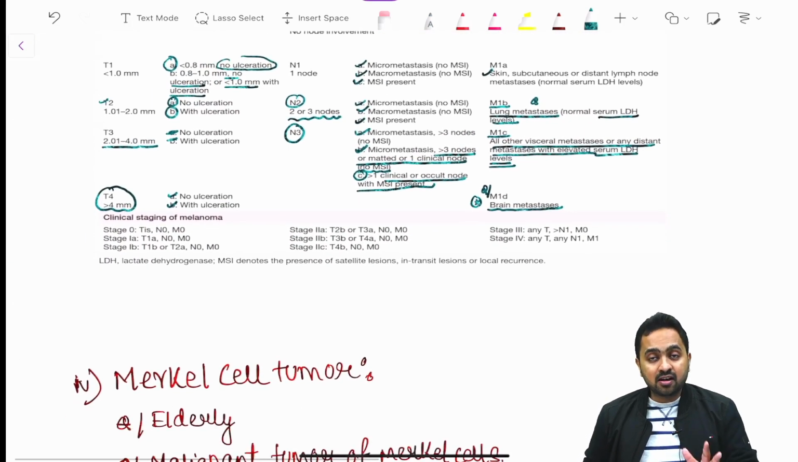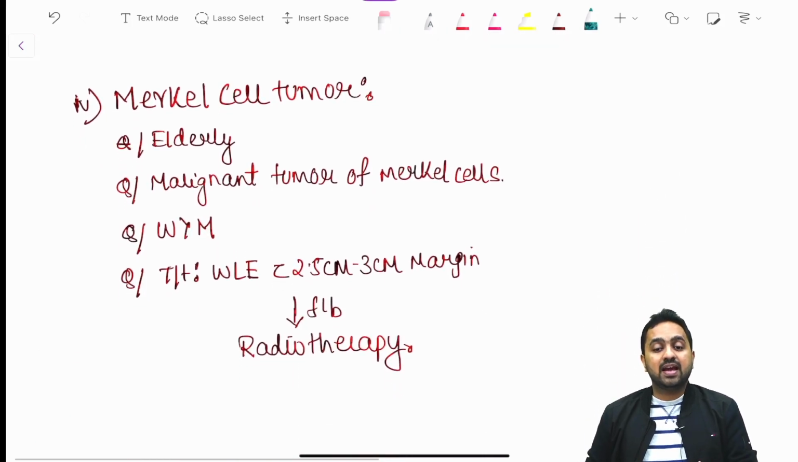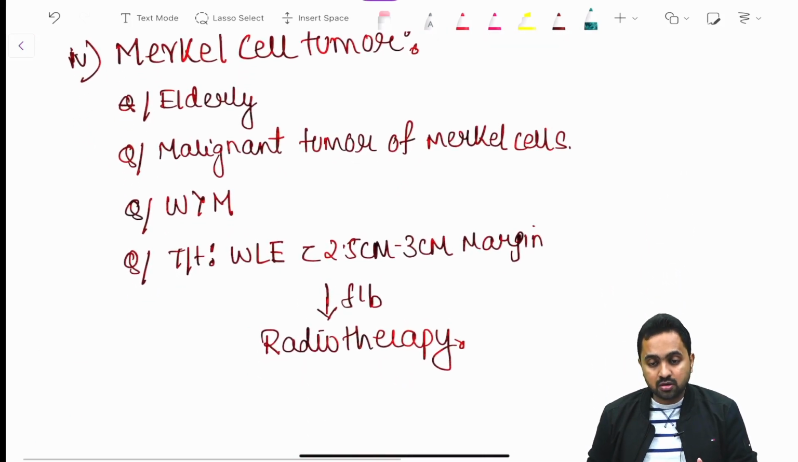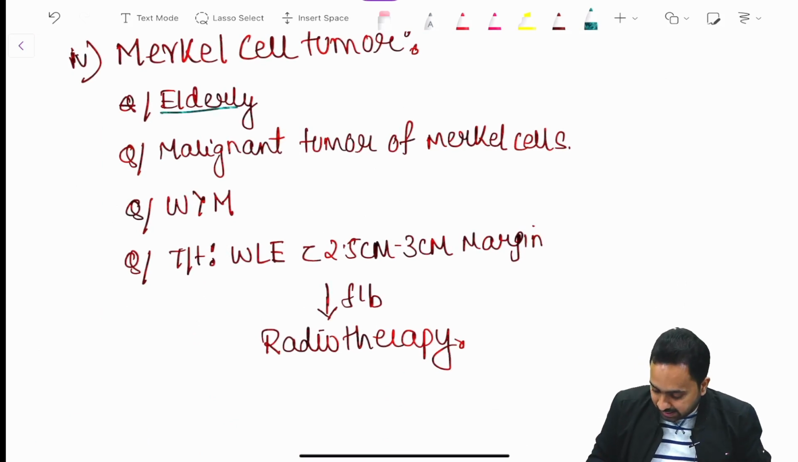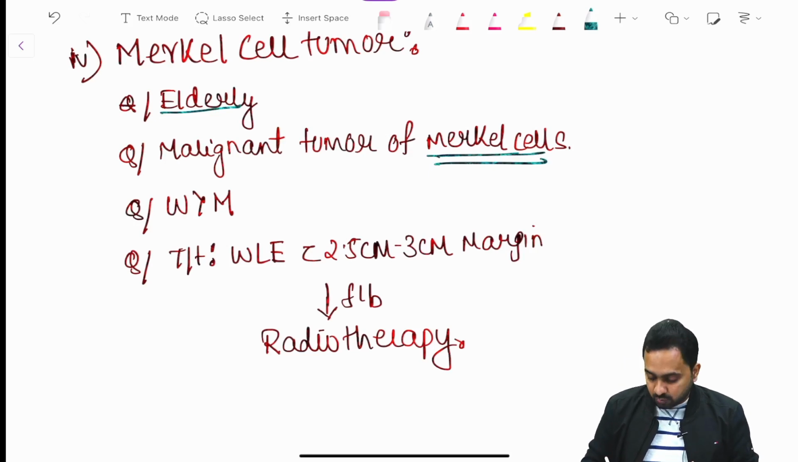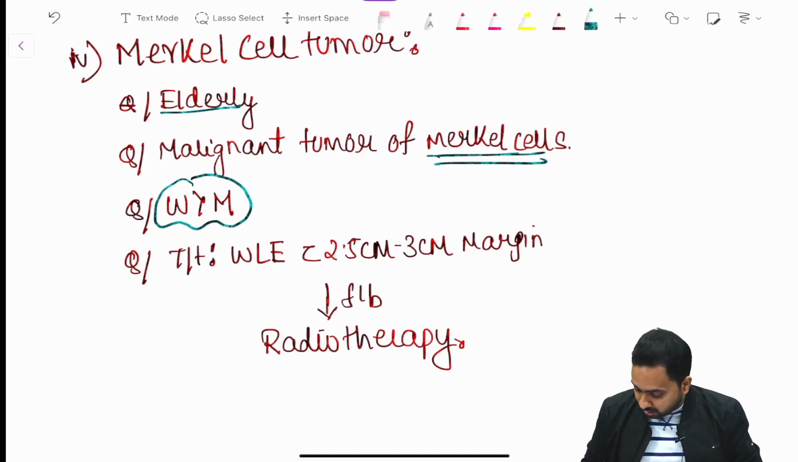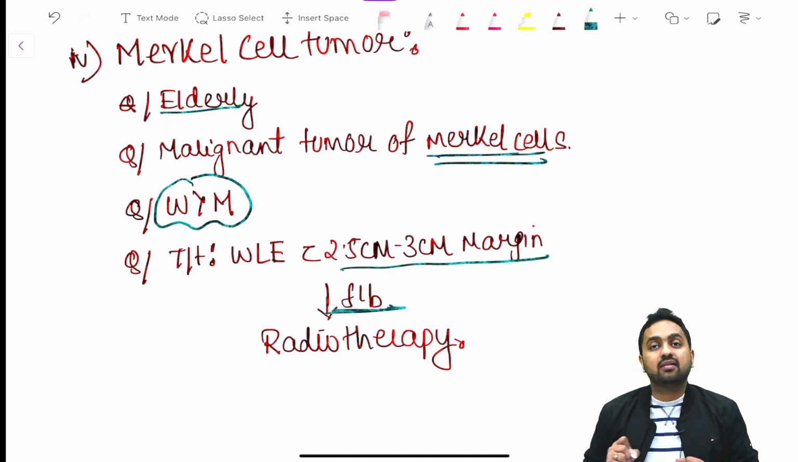And then the last important skin malignancy with which we end our topic is your Merkel cell tumor. It is most commonly seen in elderly, a malignant tumor of your Merkel cell. It is much more common in women compared to male, and the treatment includes your wide local excision with 2.5 to 3 centimeter margin followed by radiotherapy.